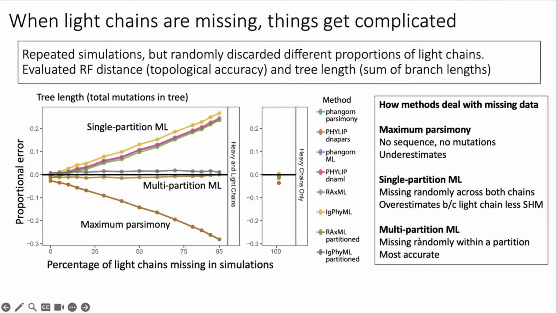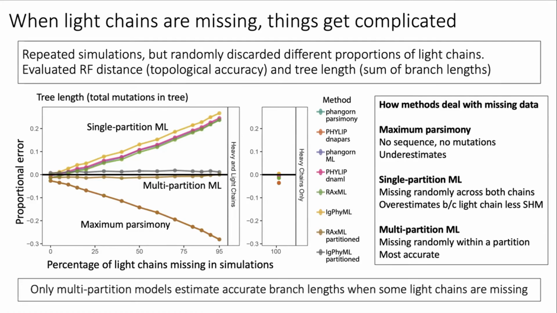In multi-partition maximum likelihood methods, however, we're able to account for the fact that the light chain evolves more slowly and more accurately estimate the branch length for those missing light chains. So among these methods, only multi-partition models are able to accurately estimate branch lengths when some light chains are missing.